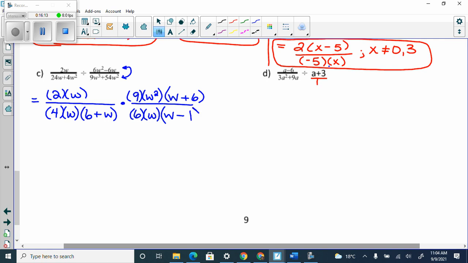Now I have to state non-permissible values for this denominator, and this numerator, because that numerator used to be a denominator, right? So I have 4. Is that a problem? No. Then I have W can't equal 0. Then this one I have 6 plus W can't equal 0, so W can't equal -6.